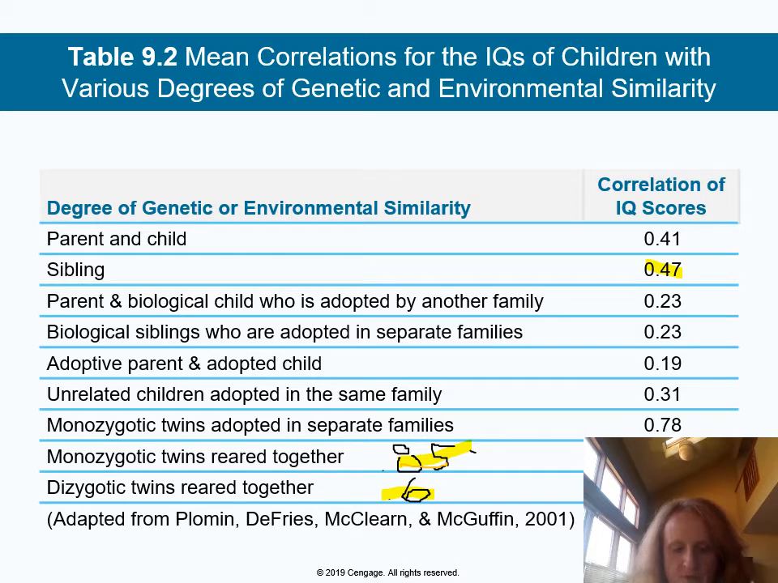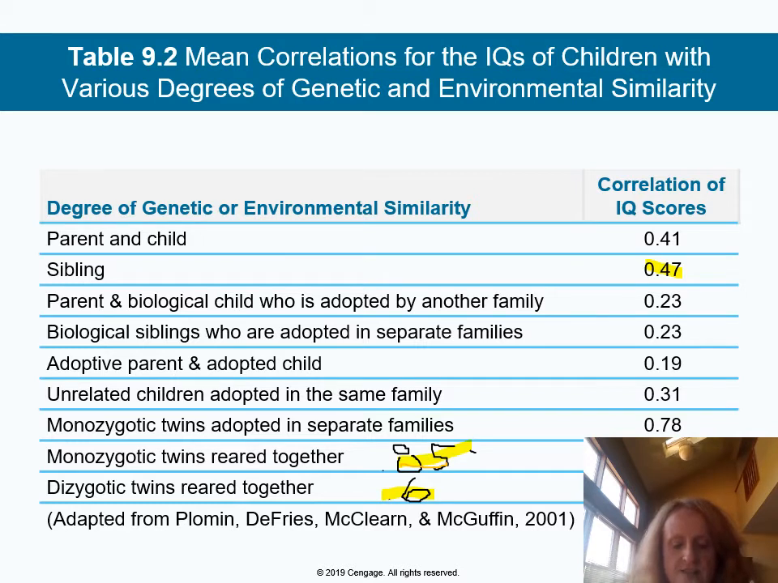So monozygotic twins also closely resemble each other in brain volume and in specific skills such as working memory, attention, reading, and mathematics. Greater similarity between monozygotic than dizygotic twins implies that there's a genetic basis.